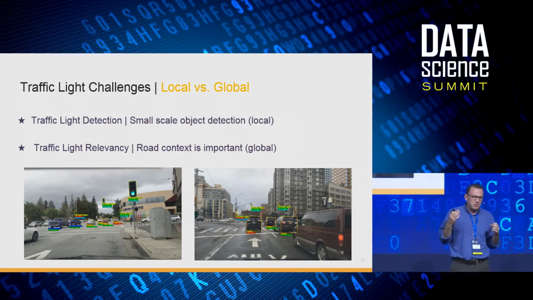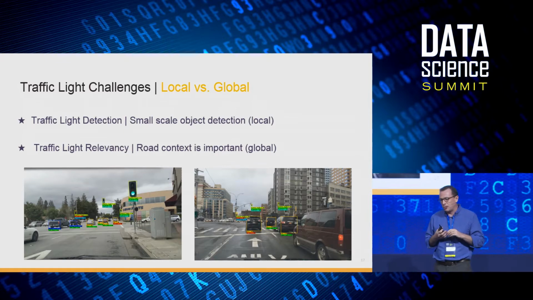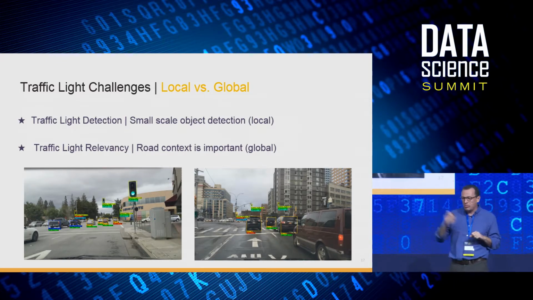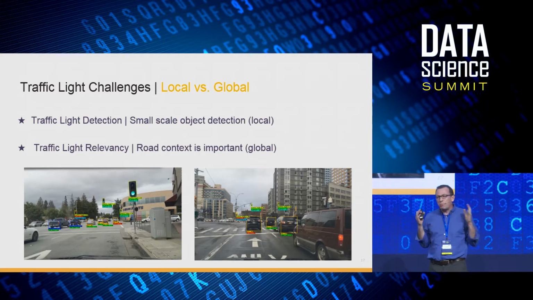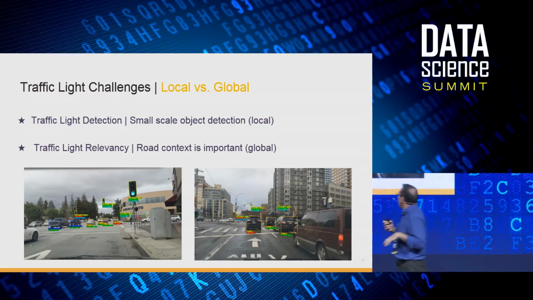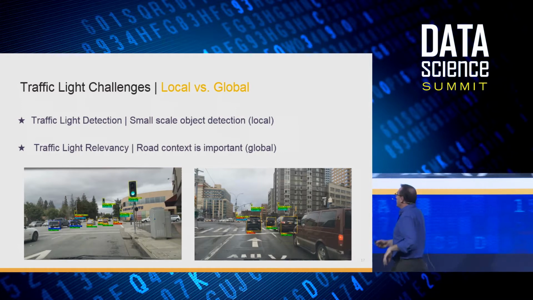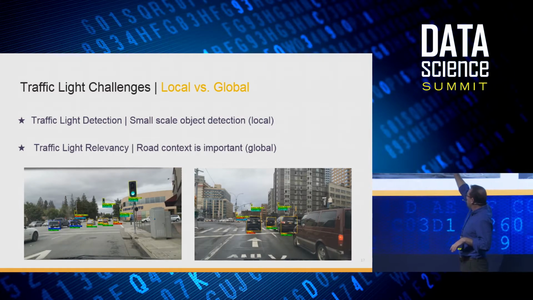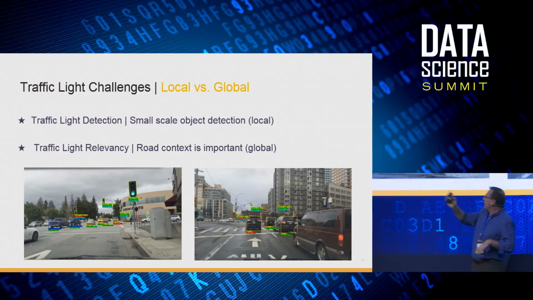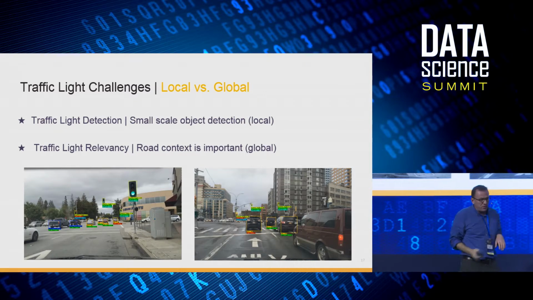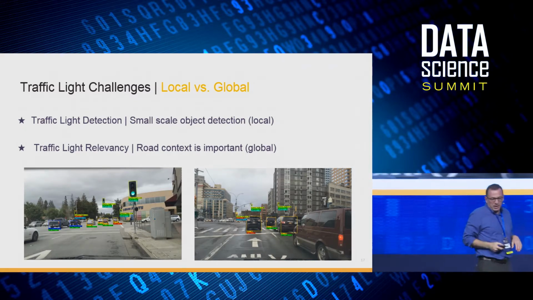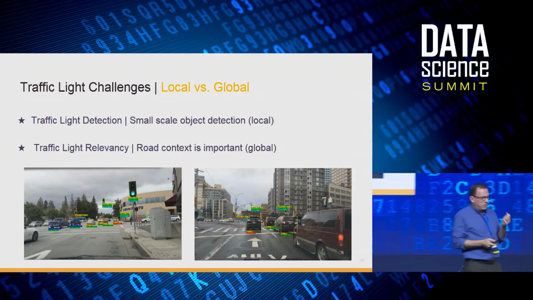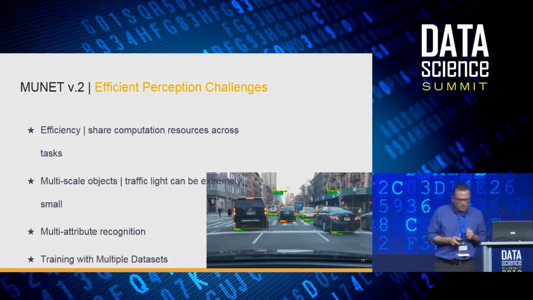So suddenly we need our network to support both small objects and big objects. And the other one is that we need to understand the full road context, because if, for example, we look here, we see that we have two green traffic lights, and those are relevant to you only if you're going straight, and one red traffic light, which is relevant only if you're going left. So you have to have this global context to really understand the relevancy of the traffic light.